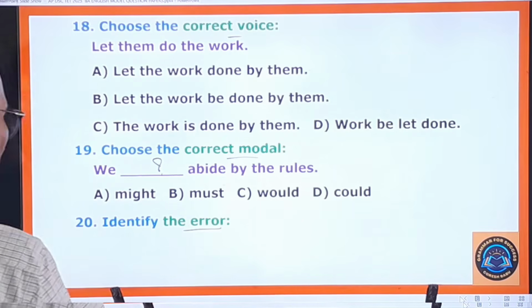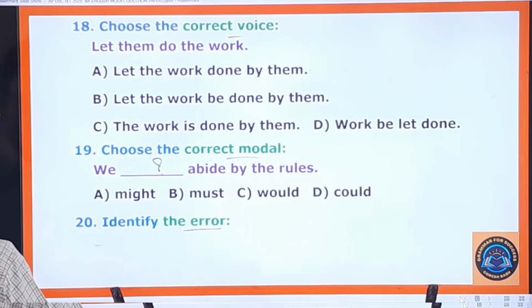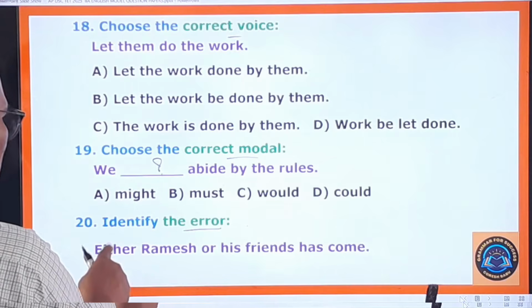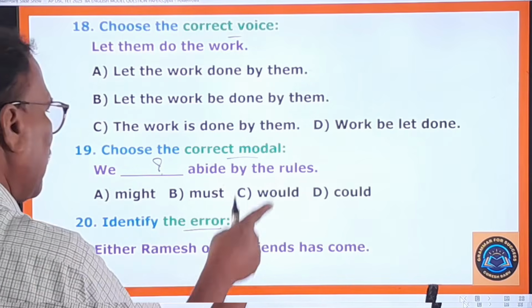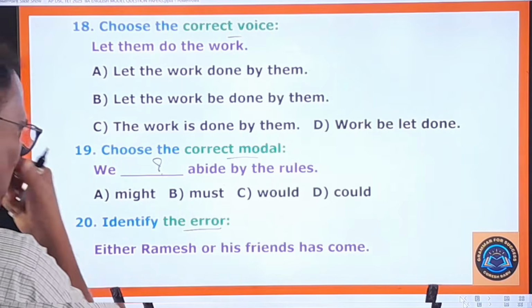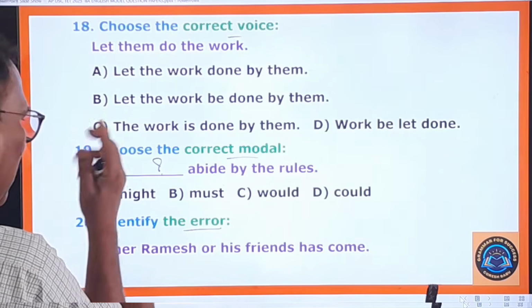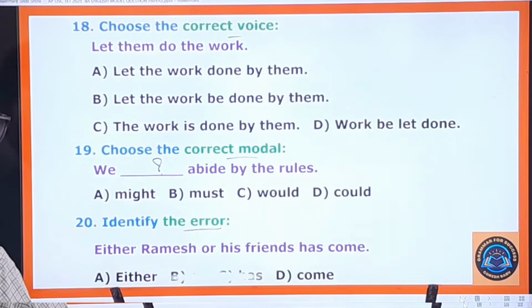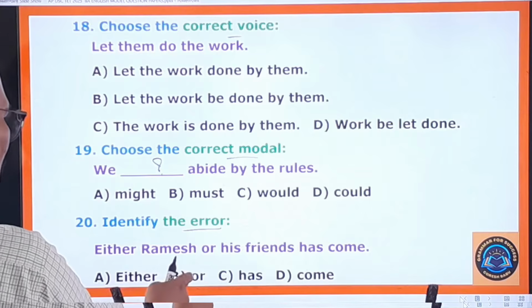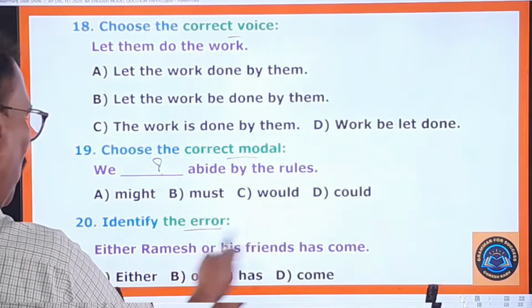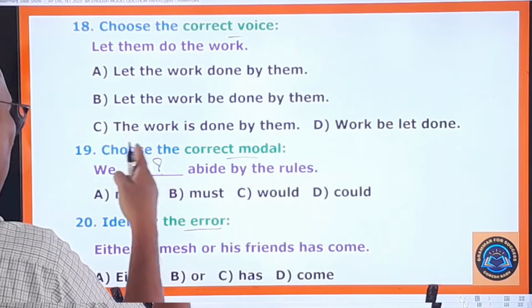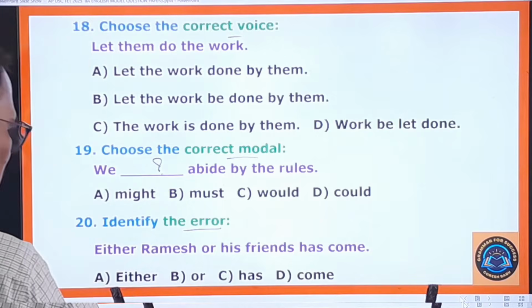Identify the error. Okay, what error is given here? Let us now find out. Okay, either Ramesh or his friends has come. So in this sentence, what grammatical error can you find? Here are given four options. Either, or, has come. So which one is the error of this sentence?